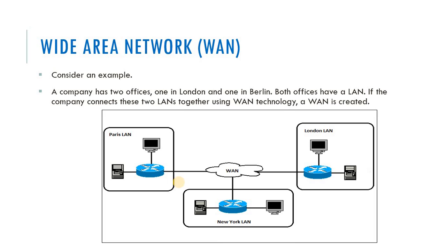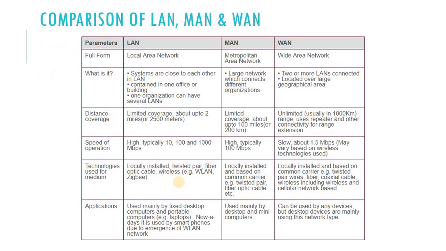I hope now you are all clear on what a LAN, a MAN and a WAN are. LAN is specific to a small area network. MAN is specific to a city. If I want to connect multiple networks of one city, then it creates a MAN. The last one is a WAN. If I want to connect multiple networks of different countries, then it becomes a WAN. The next is a comparison of LAN, MAN and WAN.